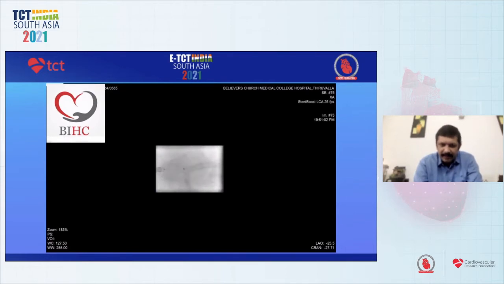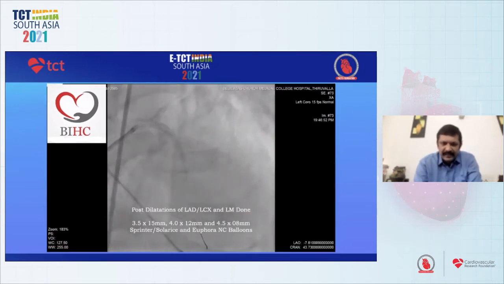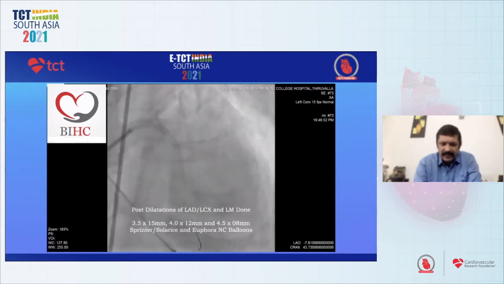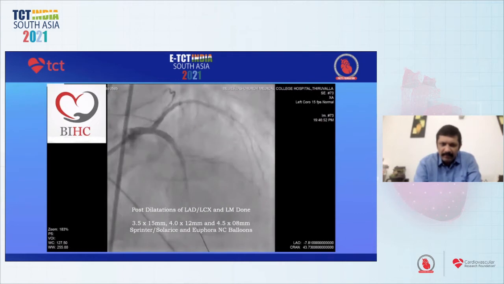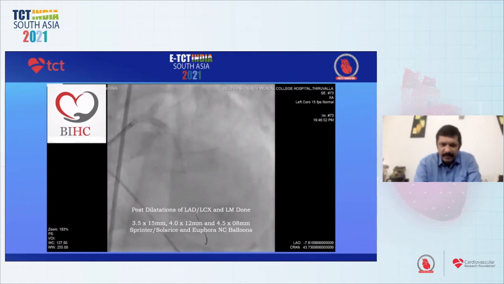This was the result, and this is the stent. You can see the bifurcation stent, the crush technique we used, and the stents in the left main, LCX and the LAD well opened. Subsequently, we did a post dilatation of the LAD, LCX and left main with 3.5 x 15, 4.0 x 12, 4.5 x 8 mm Sprinter, Solaris and NC balloons, and this was the result.